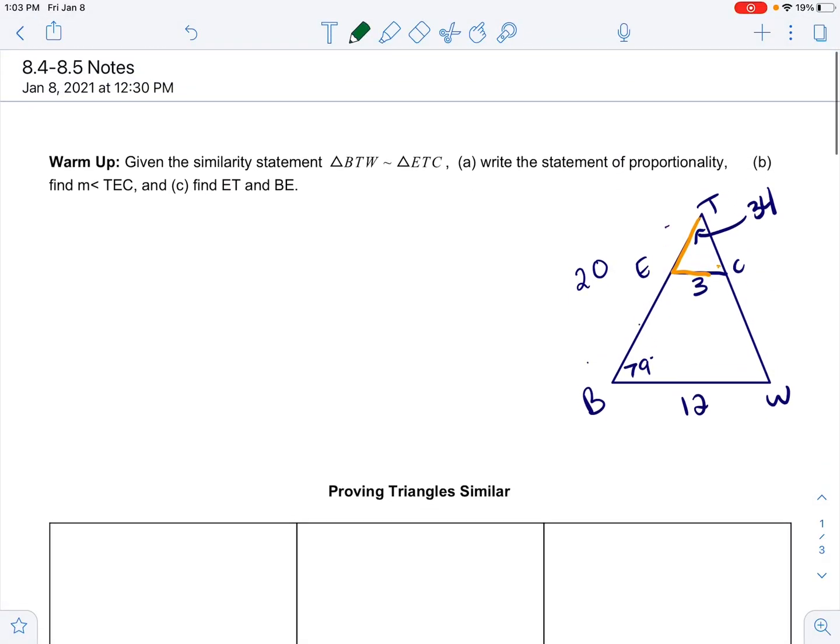Today we're going to be talking about 8.4 and 8.5, which is showing that triangles are similar. It's going to look very close to what we did for triangles being congruent, just a little bit of difference. So let's use our warm-up to find that difference.